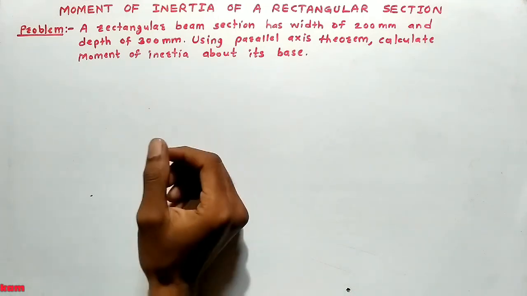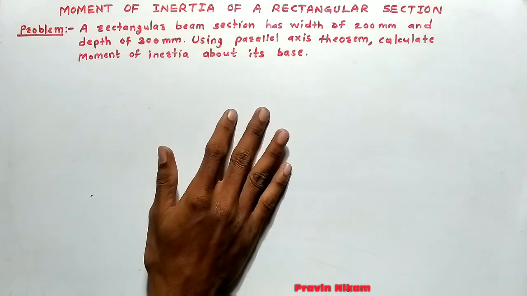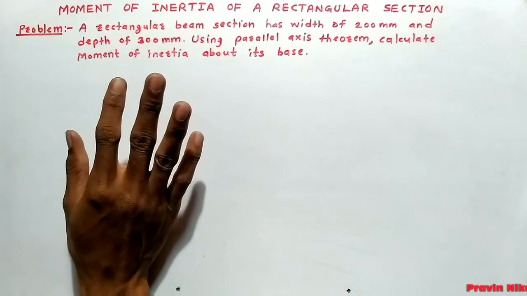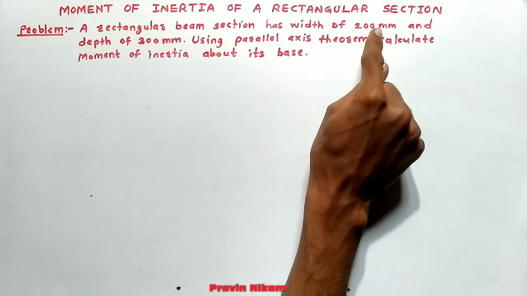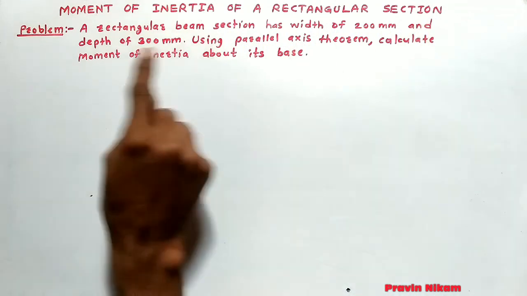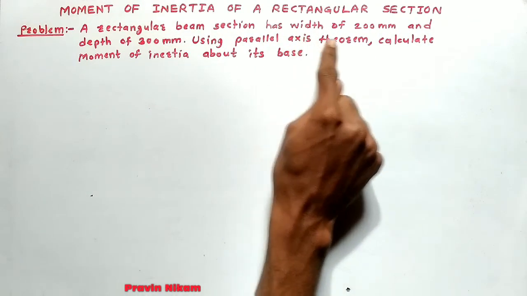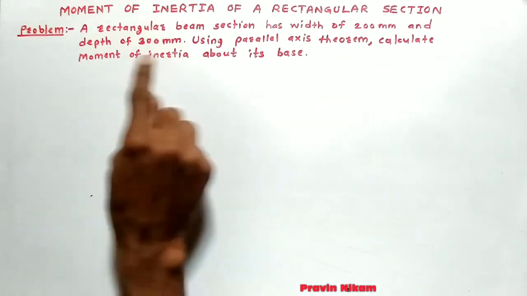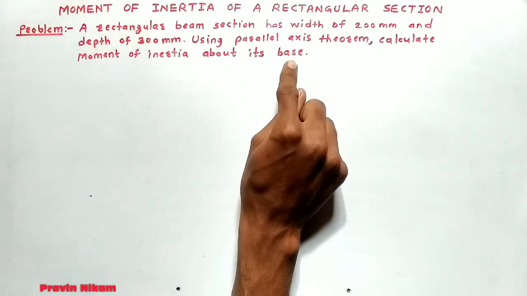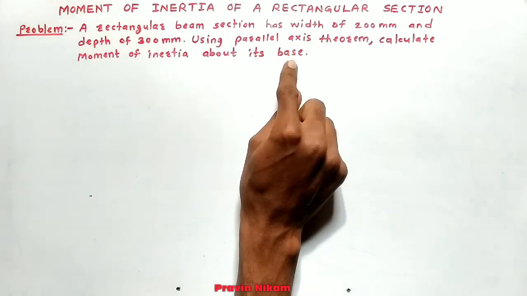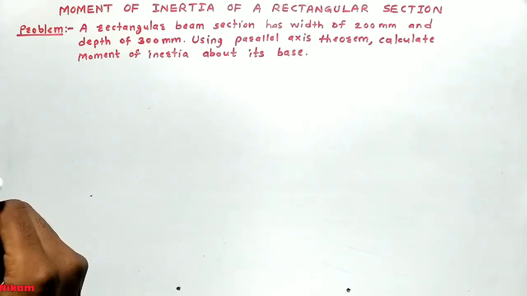Now friends, let us see one problem based on rectangular section. So this is the problem. A rectangular beam section has width of 200 mm and depth of 300 mm. Using parallel axis theorem, calculate moment of inertia about its base. Let us see how to find out moment of inertia.